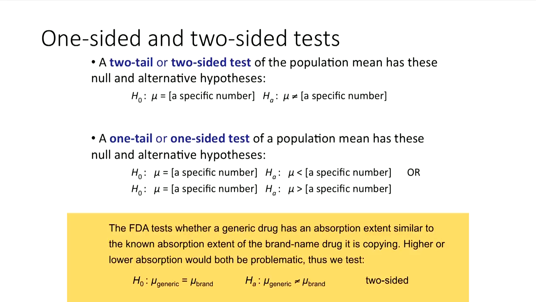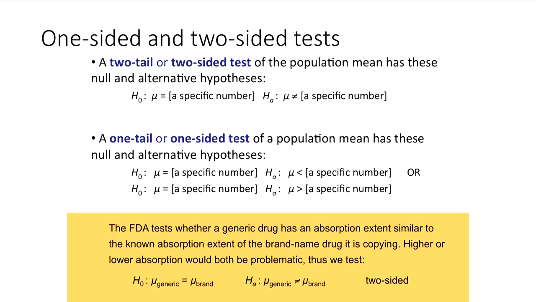This gets us into the two different kinds of alternative hypotheses that we can have. These are usually referred to as one-tail or two-tail tests, or one-sided or two-sided tests. Both of these are used interchangeably. In a two-tail or two-sided test, essentially, what we're trying to look at with the null and alternative hypothesis is a null hypothesis where we think that the population mean is equal to a specific number, and an alternative hypothesis where we simply say that the population mean is not equal to that number.